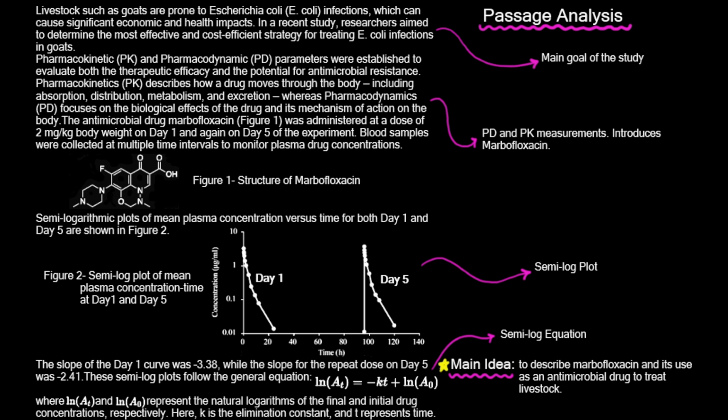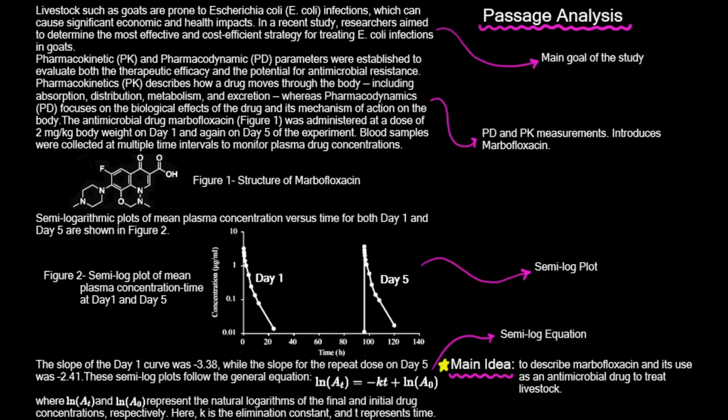Then the passage continues with, the slope of the day 1 curve was negative 3.38, while the slope of the repeat dose on day 5 was negative 2.41. These semi-log plots follow the general equation of ln At is equal to minus kt plus ln of A0, where ln At and ln A0 represent the natural logarithms of the final and initial drug concentrations. Here k is the elimination constant and t represents time.